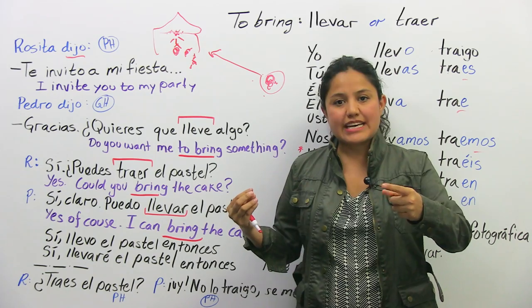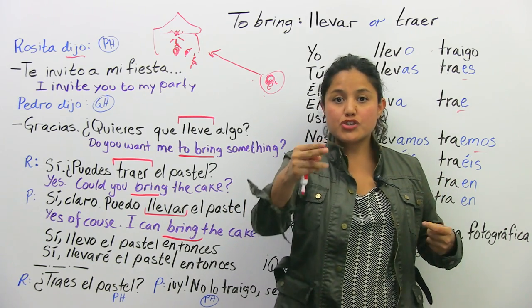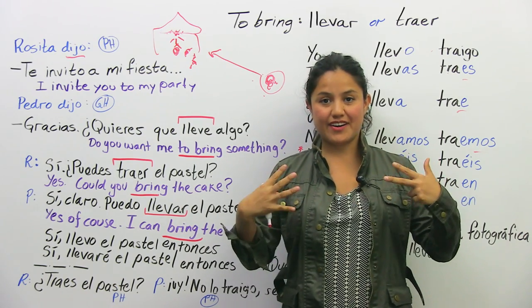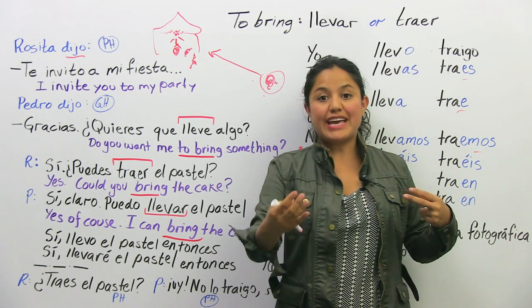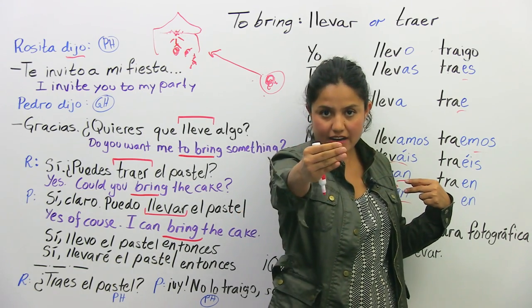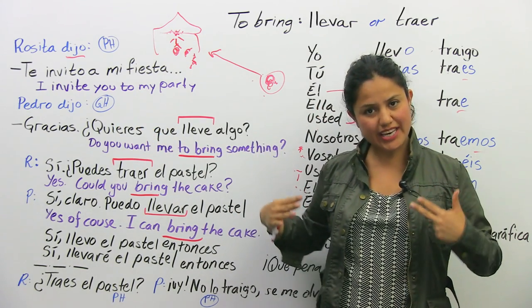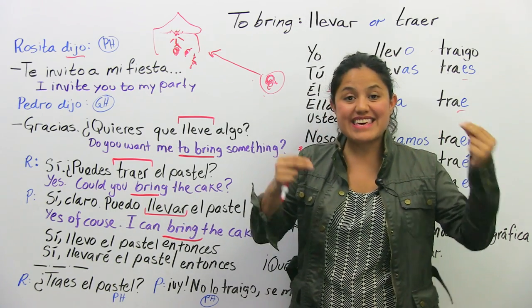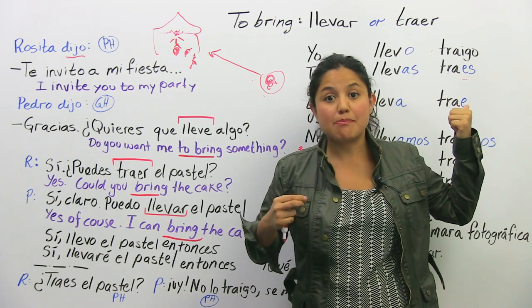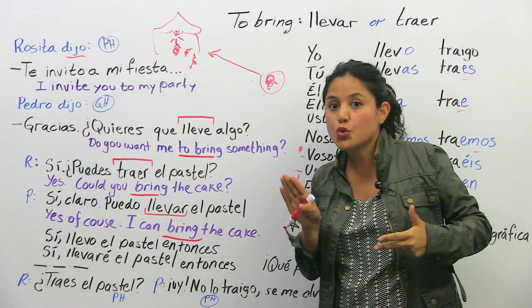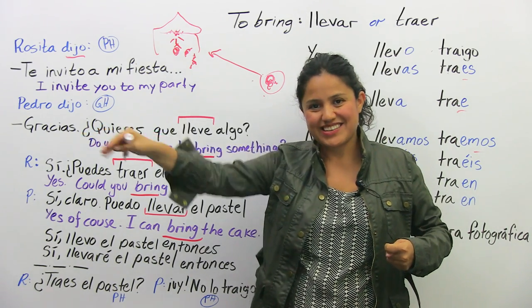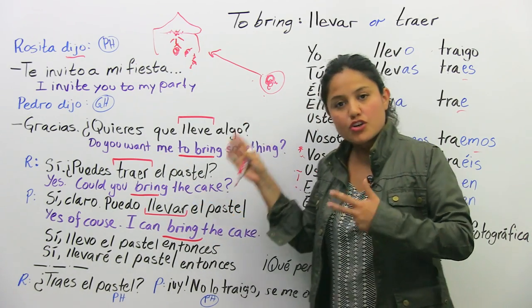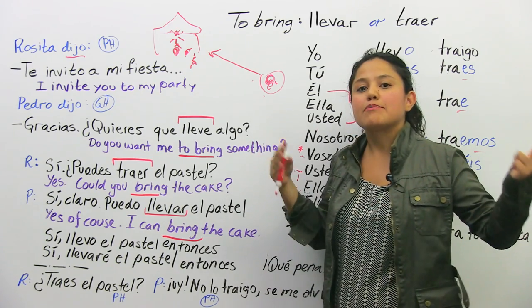You are asking, ¿quieres que lleve? Because you are there. And I'm talking about my party here. I'm asking you to bring, traer, from there, from wherever, to here. But you are saying, ¿quieres que lleve? You're using the verb llevar because you are going to go somewhere else. Do you understand?